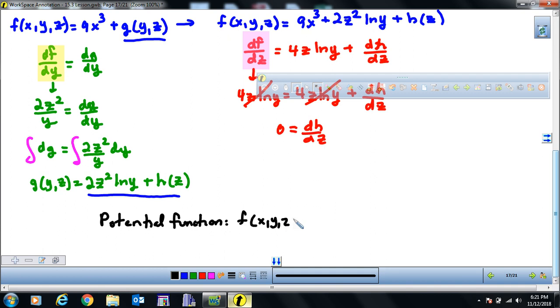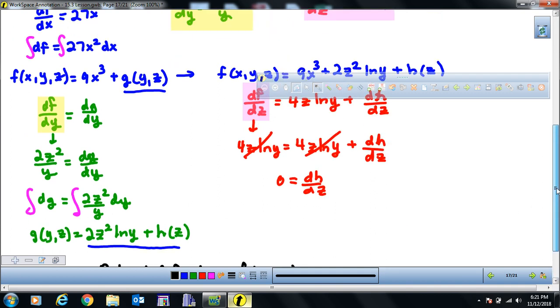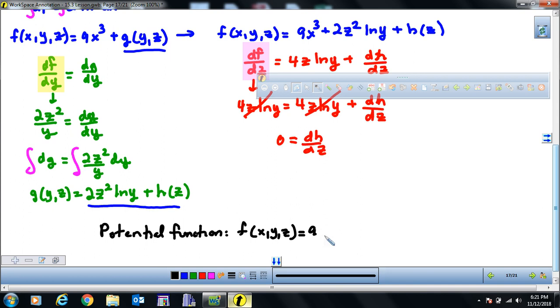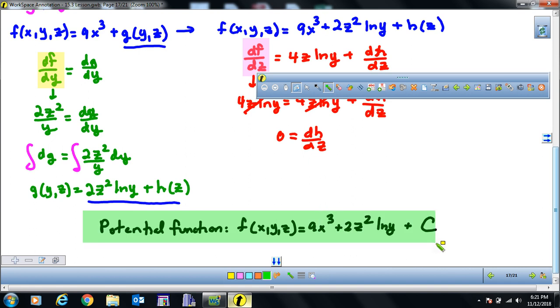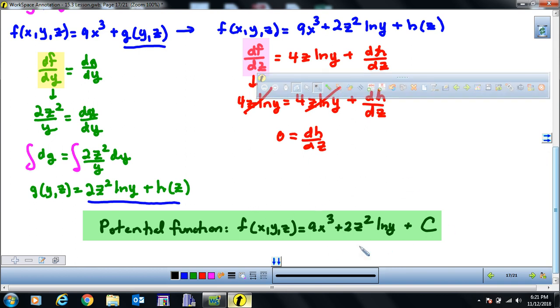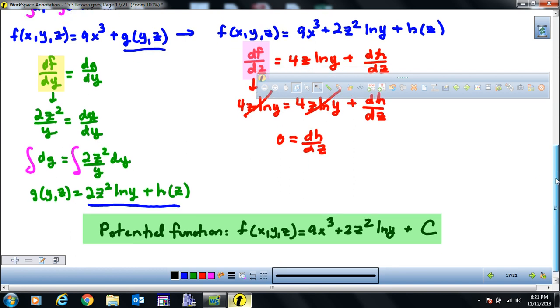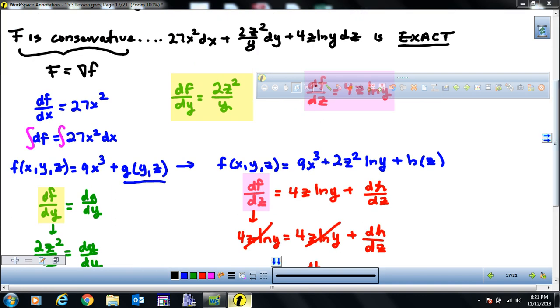F of x, y, z equals 9x cubed plus 2z squared natural log of y plus some constant c. Okay, so this is what we're going to use. This is our potential function, and since the differential on the top is exact, that means that we can evaluate the limits directly into this potential function, and that will be the same thing as the integral from f of a to f of b. Okay, let's evaluate it now.